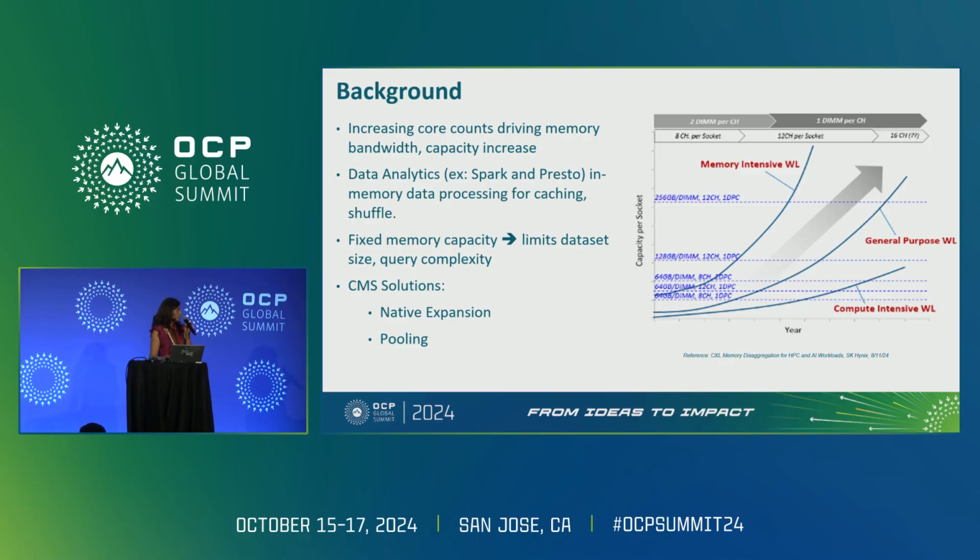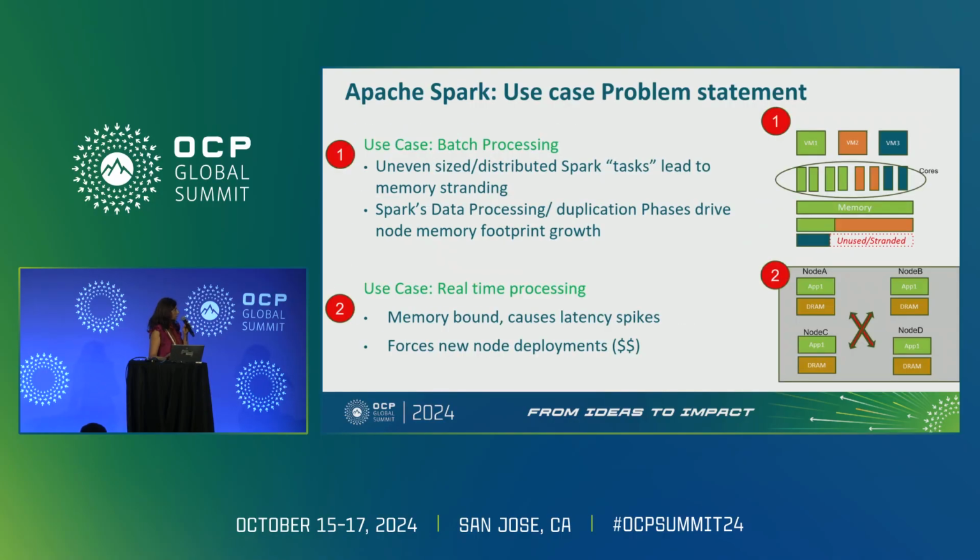And then there are, of course, two scenarios, native memory expansion and memory pooling. The two use cases being discussed here are batch processing and real-time processing. In a distributed computing environment, uneven Spark tasks lead to memory stranding, because the memory utilization by each node in a cluster varies from time to time. And because it varies, it can cause data spill or memory stranding. In addition, there is the network-based data transfer overhead that can lead to data duplication, and that causes memory footprint growth.